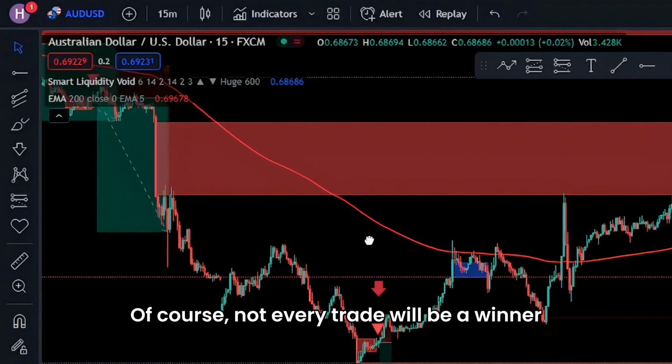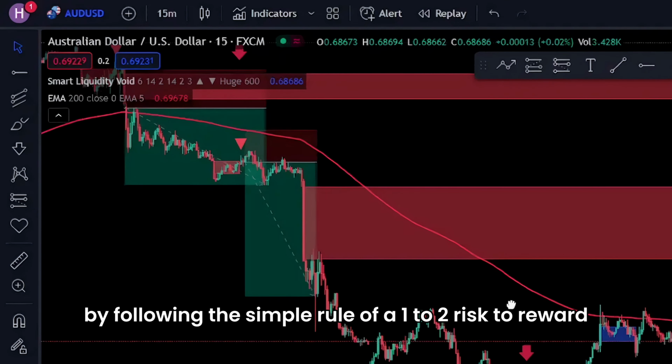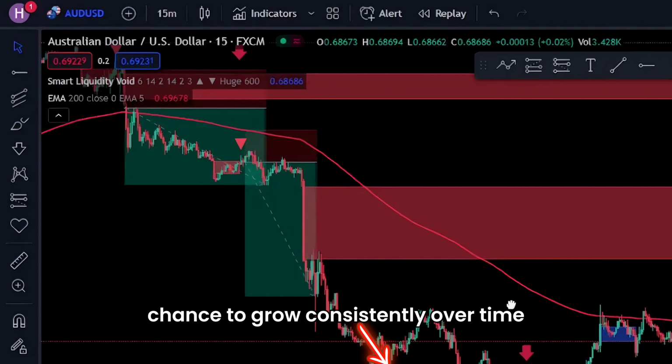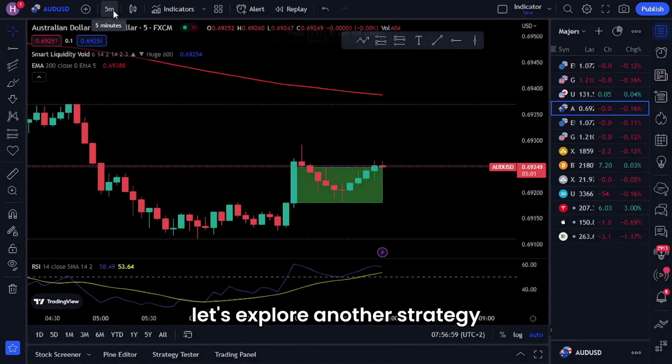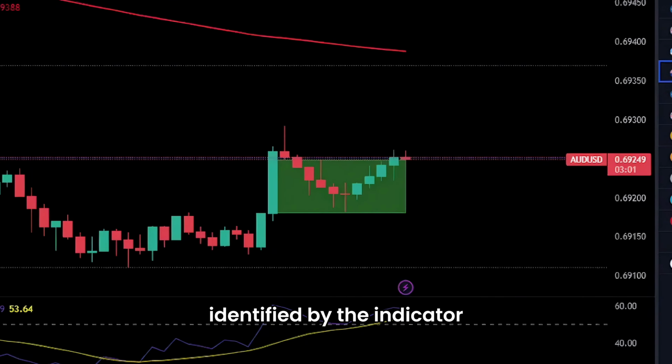Of course, not every trade will be a winner. That's the nature of trading. However, by following this simple rule of a 1 to 2 risk to reward, you give your account a solid chance to grow consistently over time. To better understand how this powerful indicator works, let's explore another strategy. This one works inside the liquidity voids identified by the indicator, which often act like magnets.